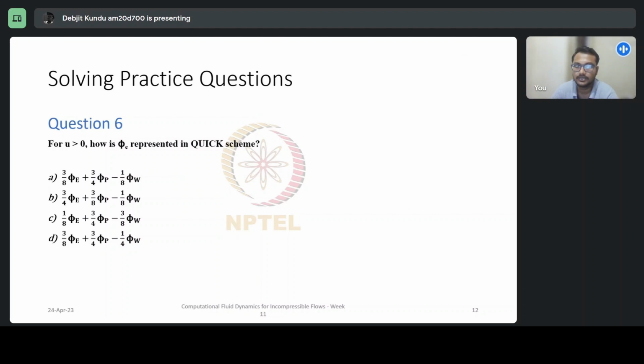Is it option A, 3 by 8 phi e plus 3 by 4 phi p minus 1 by 8 phi w? Or is it option B, 3 by 4 phi e plus 3 by 8 phi p minus 1 by 8 phi w? Or is it option C, 1 by 8 phi e plus 3 by 4 phi p minus 3 by 8 phi w? Or is it option D, 3 by 8 phi e plus 3 by 4 phi p minus 1 by 4 phi w?